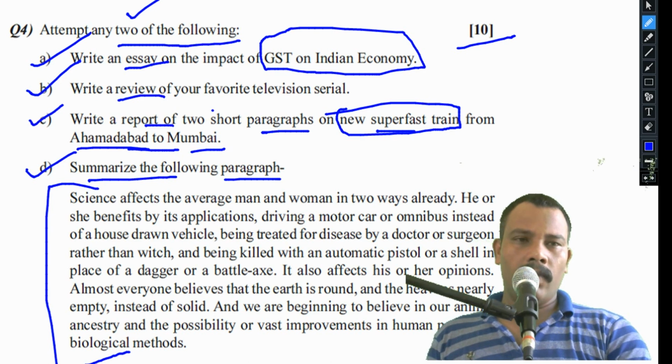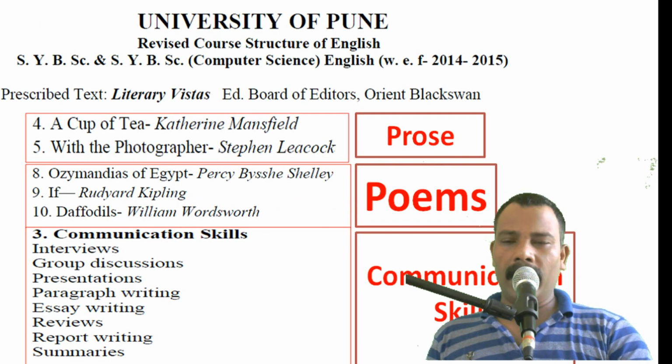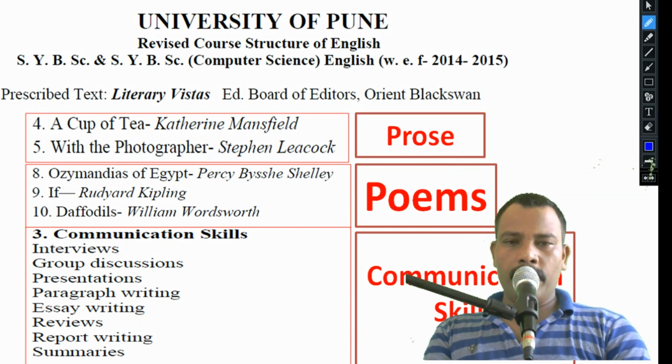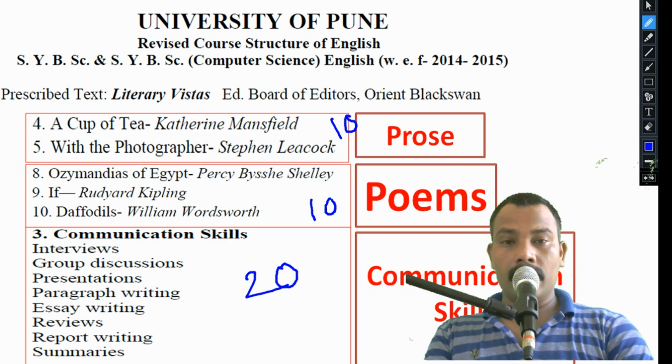So in this way we have discussed the particular question paper pattern as well as the syllabus in relation to that. Now let me tell you the weightage. This particular section carries how many marks? Total 10 marks. Question number 2 and question numbers 3 and 4 will be based on communication skills, and it carries 20 marks. The total question paper is of 40 marks.